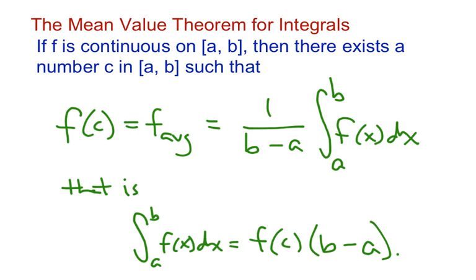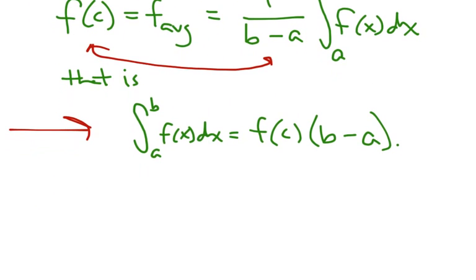Now if I take the expression here, ignoring the f average, and just take these two outside expressions, and I multiply both sides by b minus a, then the integral is by itself, and now I have f of c times b minus a, so I get this expression down here: the definite integral from a to b of f of x dx is equal to f of c times b minus a. Let's interpret these things and make sure that we understand exactly what it's telling us here.